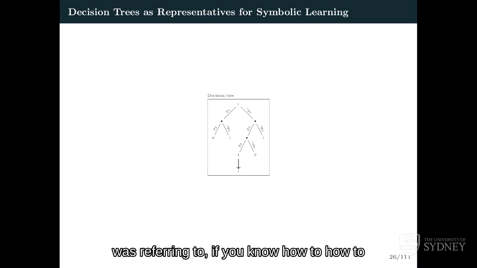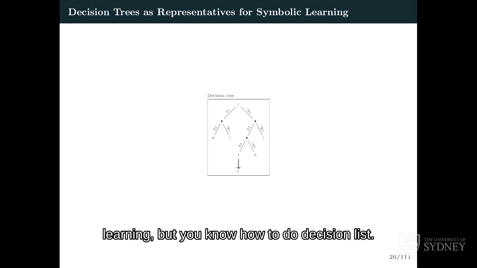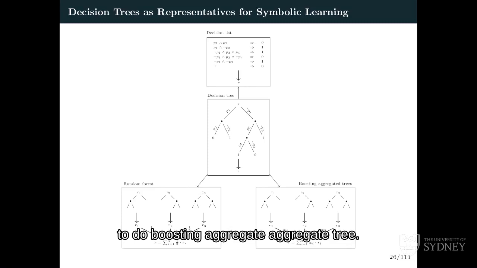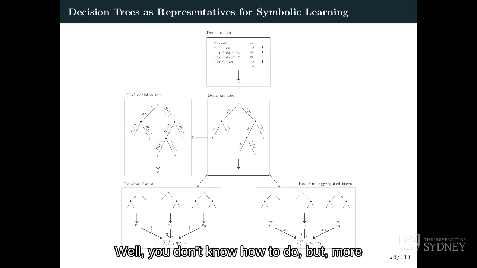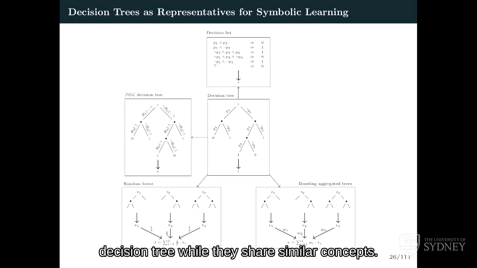If you know how to do decision trees, well, you don't know how to do all the symbolic learning, but you know how to do decision lists, you know how to do random forests, you know how to do boosting aggregate trees. You also know, well, you don't know how to do, but more than propositional decision trees, like first order decision trees, they share similar concepts.